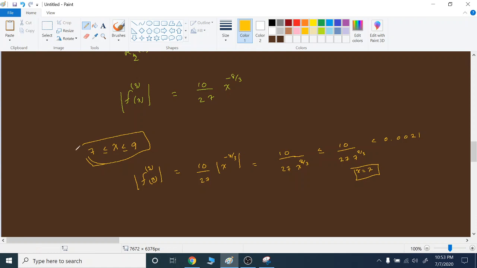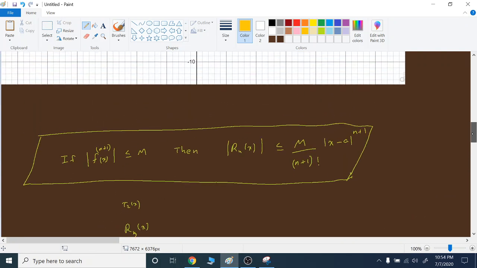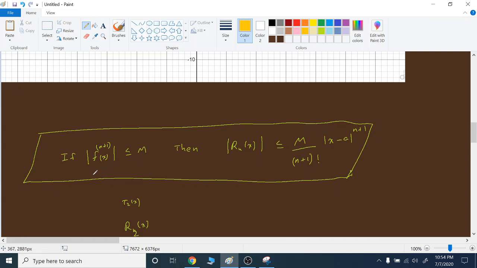So that means within this region, the third derivative of f will be less than this number, and if you use a calculator and find the answer, you can see that it is less than this number, right? So we can choose this as our M in the given condition, right? So now what we have is a certain value that is an M value, which is 0.0021 in our case.